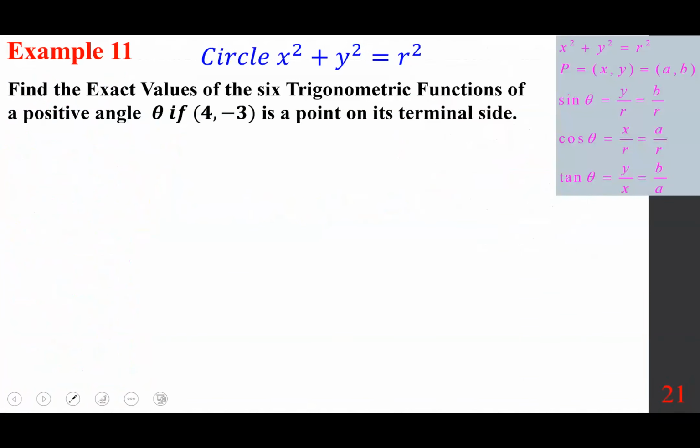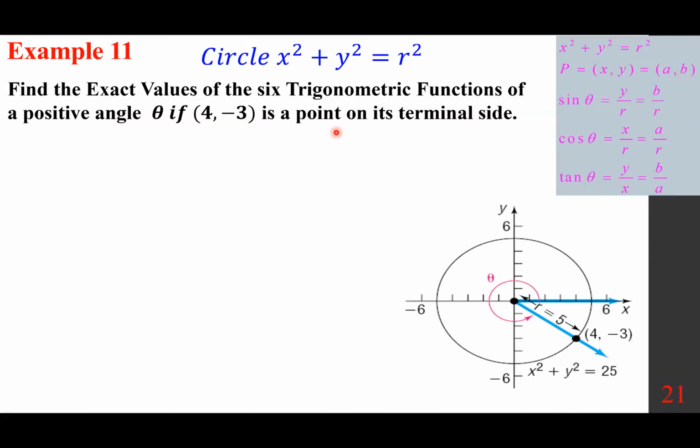Let's find the exact values of the 6 trigonometric functions of a positive angle theta if the pair 4, -3 is a point on its terminal side. So we have the point. Let's show where the point is. That means on a circle. So 4, -3 is a point on the terminal side.